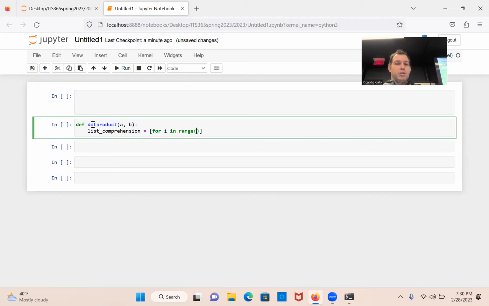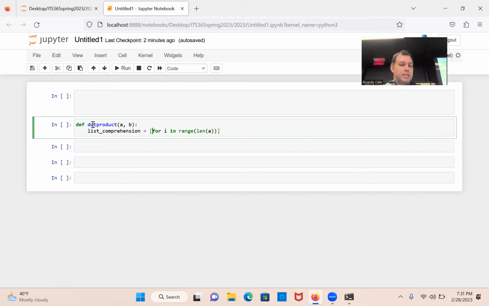So for i in range, length of A. Do A and B have the same size for this operation? They need to have the same size for this operation. So we just grab either A or B. Just think of them as if it's the iris data set: how many features do you have? 4. So this should have a size of 4. How many weights do you need? 4. So 4 and 4. You see that? And so we're just going to do this multiplication here.